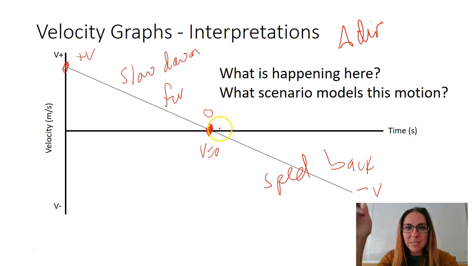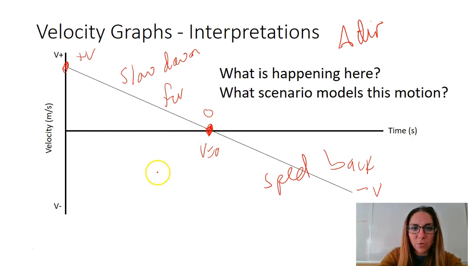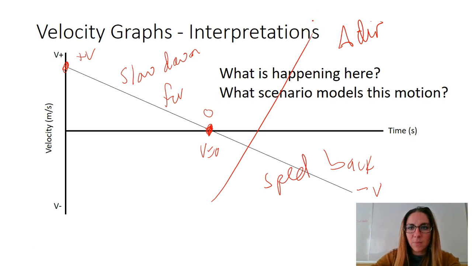So anytime you have a line crossing here, just go with it. I'm just going to make up another line. If you have a line like this, this is a change of direction, right? Backwards, forwards, 0. So let's scribble that out for a moment, and let's talk about this.